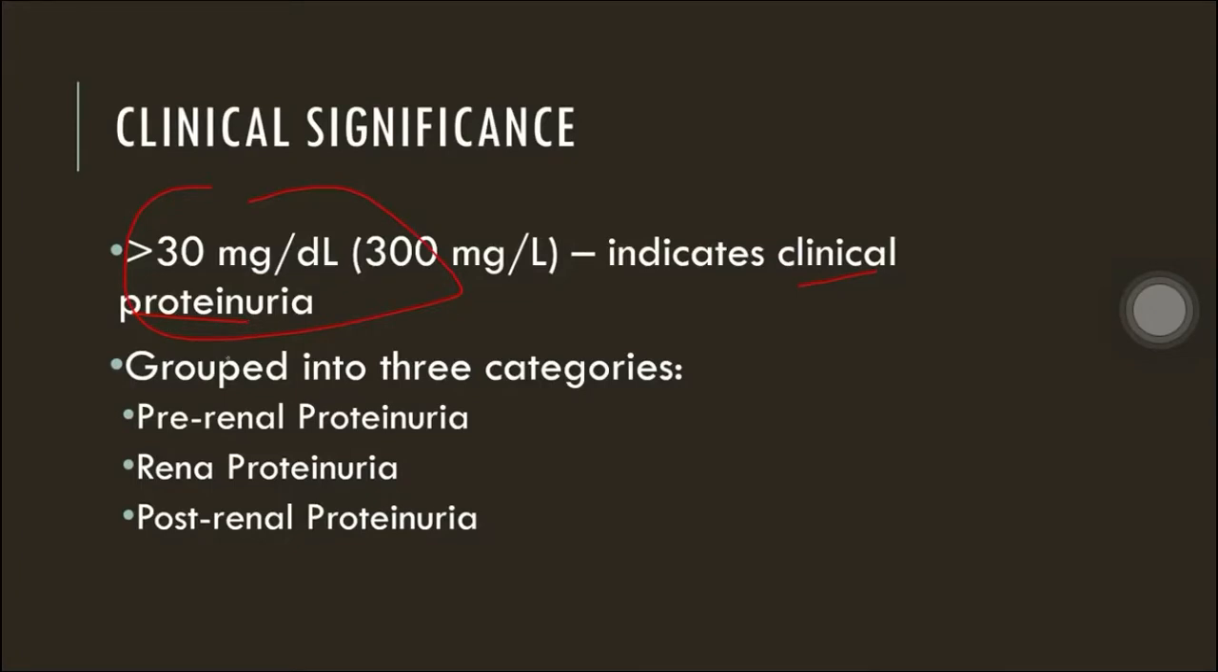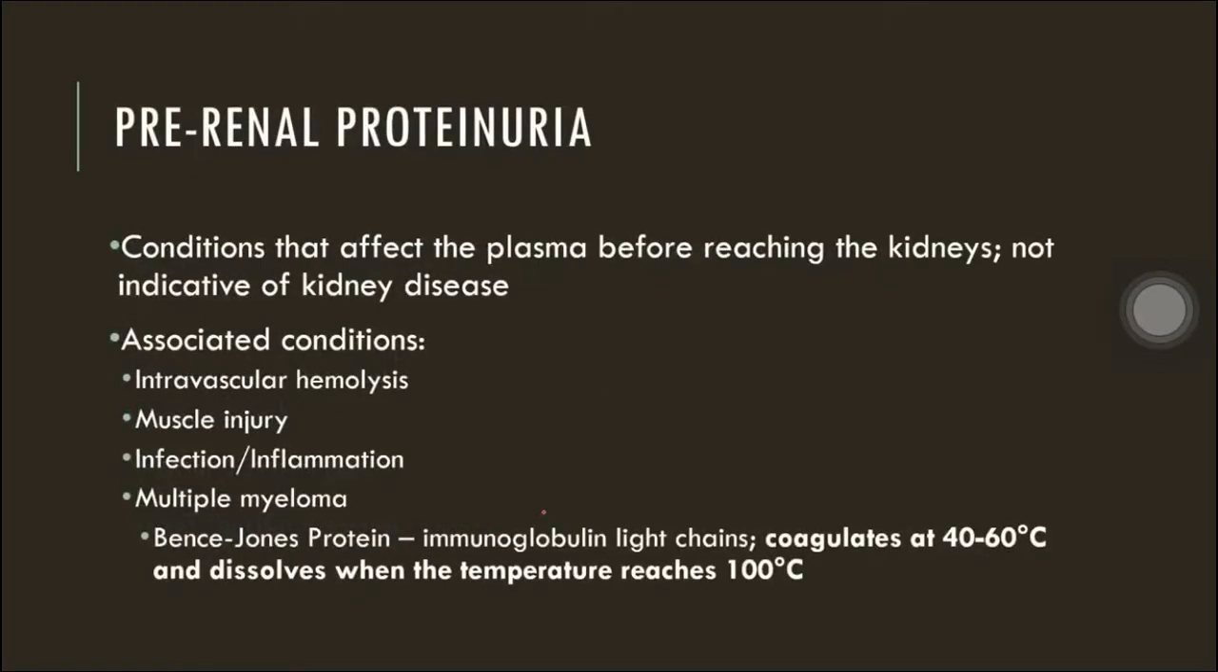The increase or elevation of proteins is grouped into three categories: an increase in proteins before the kidney, or pre-renal proteinuria; due to renal condition, or renal proteinuria; or due to addition of proteins in the lower urinary tract, as in cases of post-renal proteinuria. So for pre-renal proteinuria, again, these are conditions that may affect the plasma before reaching the kidneys. So not indicative of kidney disease.